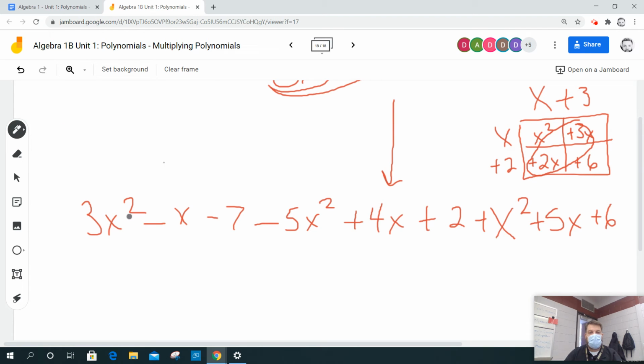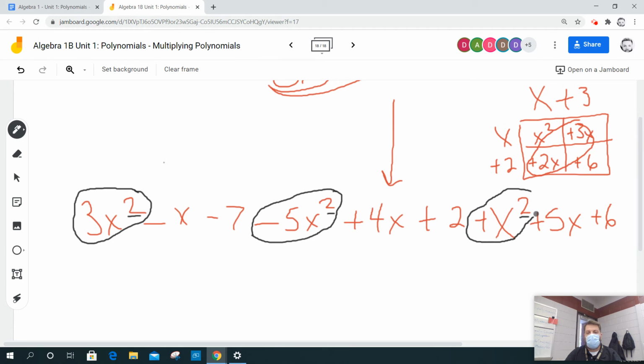So first thing I'm going to do is identify all the x's raised to the second power. In other words, we're going to combine like terms, but I need to make sure that the like terms are the same degree. These are all what we call second degree monomials. Monomial meaning 1. Mono means 1. And then I've got to add them up. So I've got 3 minus 5 is -2, and then -2 plus 1 is -1. So that's a negative x squared.